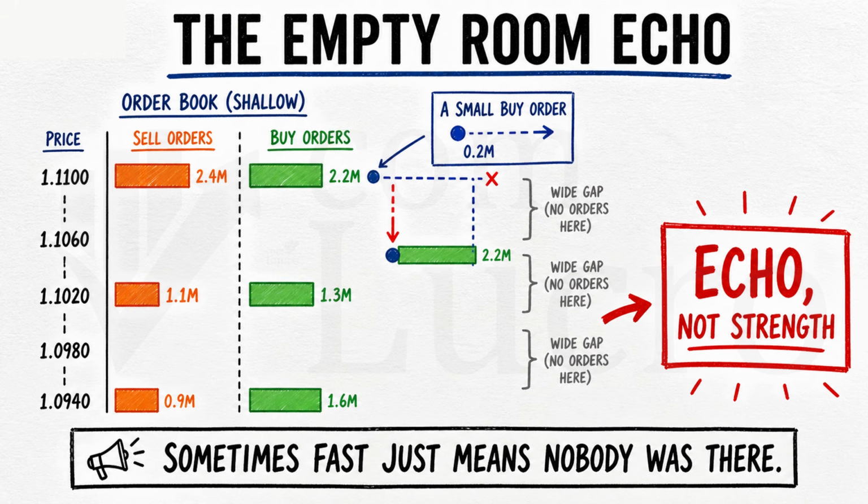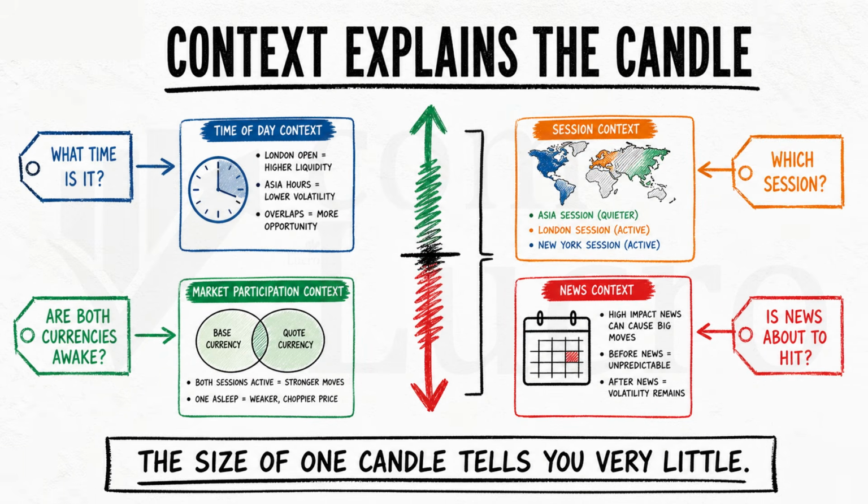There is simply nobody nearby to stop it. One modest order hits a shallow book, skips over a few prices, and suddenly the chart prints a dramatic candle. It looks powerful from a distance. Up close, it is often just an empty room echoing. That distinction matters because your chart only shows the result.